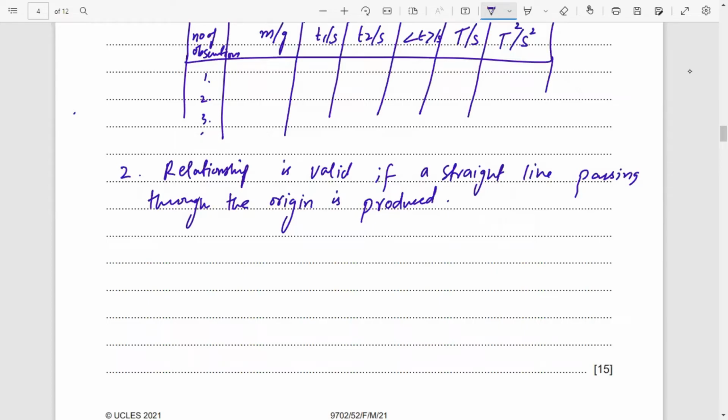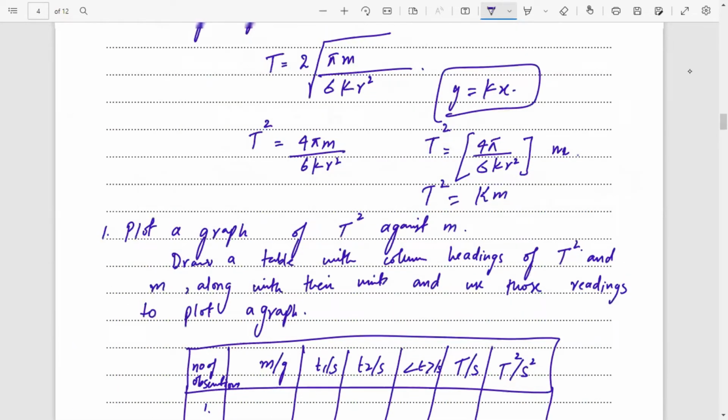And I'm going to tell you that scoring 30 out of 30 is very convenient and very easy if you know the details. You can score 30 out of 30 in P5. 30 out of 30. Number 3, you have to find the value of K.